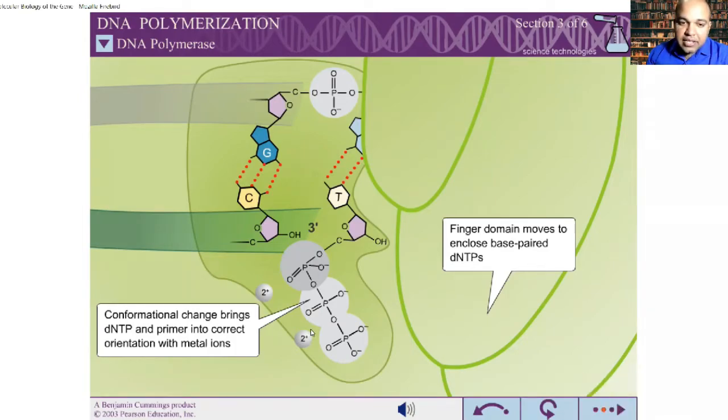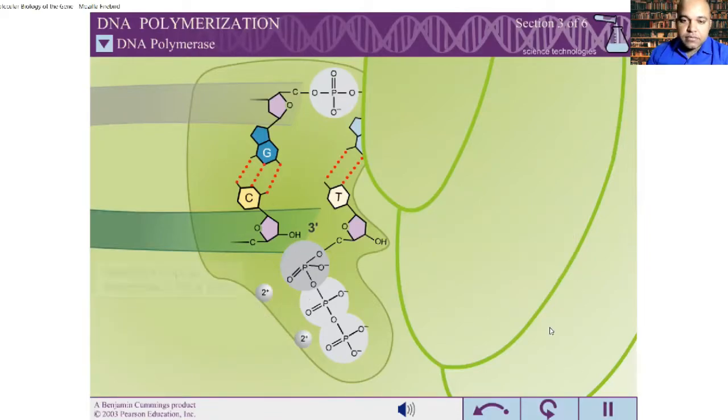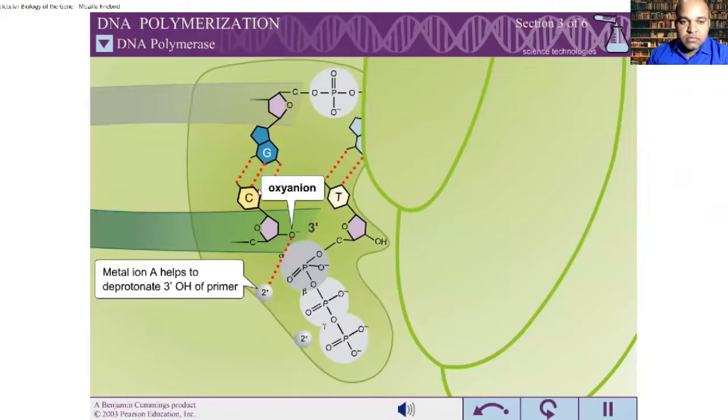Now the divalent metal ions are in the correct position to function, and the 3' hydroxyl group is going to attack the innermost phosphate. It is going to form a phosphodiester linkage. Metal ion A helps to deprotonate the 3' hydroxyl of the primer, producing an oxyanion to attack the alpha phosphate of the incoming dNTP. So this oxyanion is going to attack the alpha phosphate of the incoming nucleotide triphosphate.